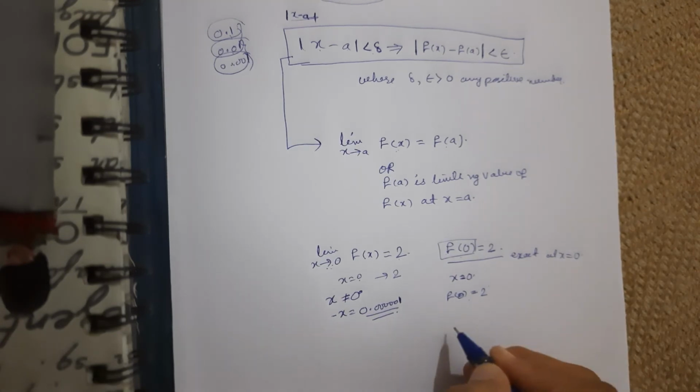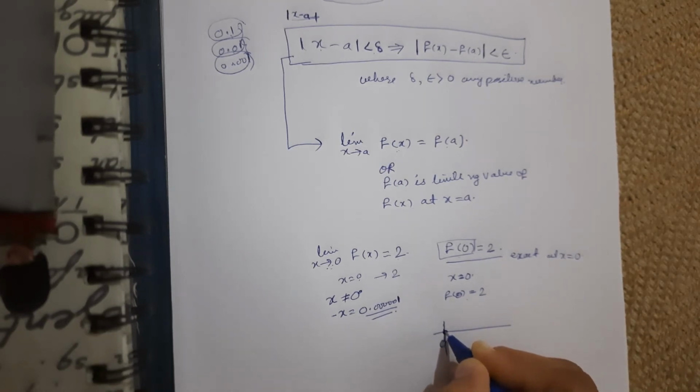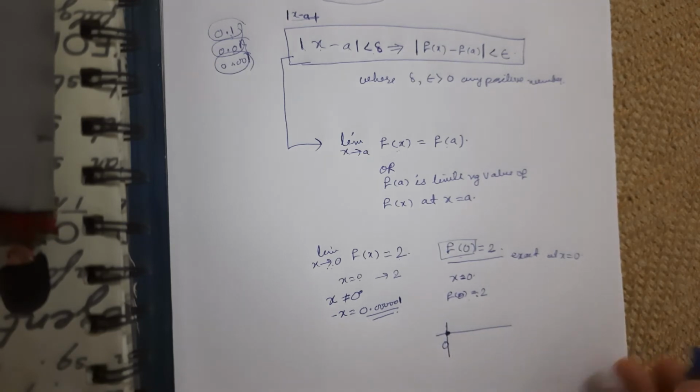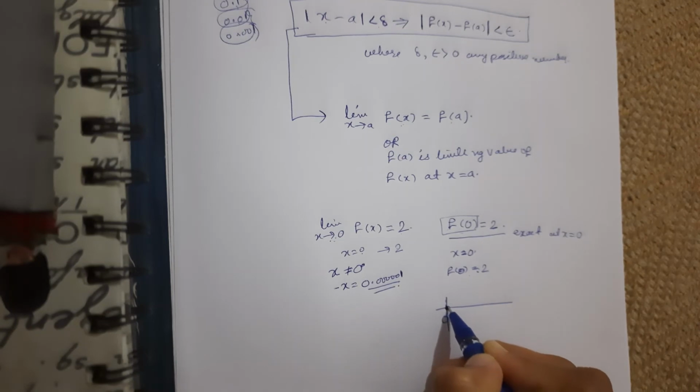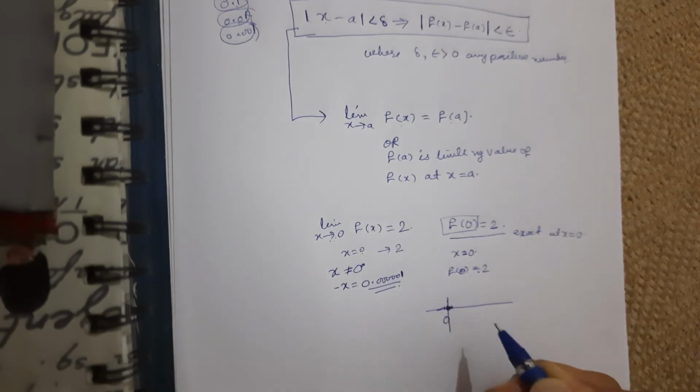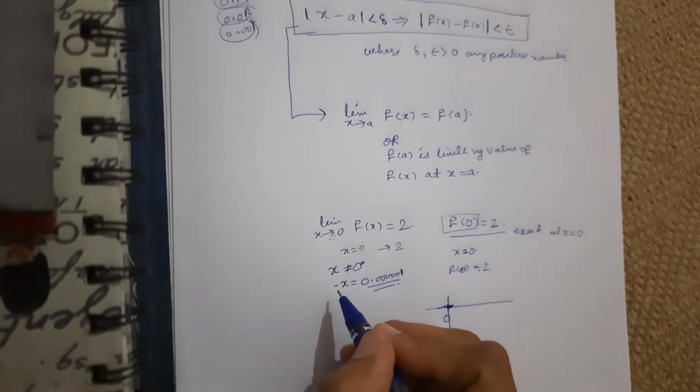This is at this point. Here, if this is our 0, and x is exactly at 0, then this is the exact value. But in limiting value, x cannot be exactly at 0. It can be very, very close to the 0, either this side or this side, but cannot be exactly at the 0. That's why it is called the limiting value.